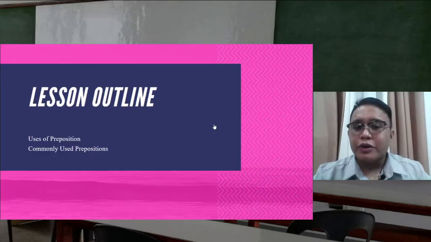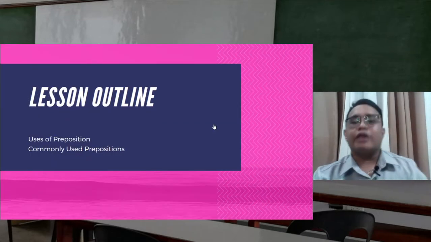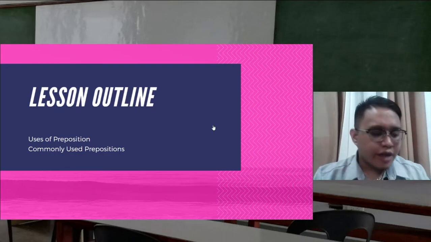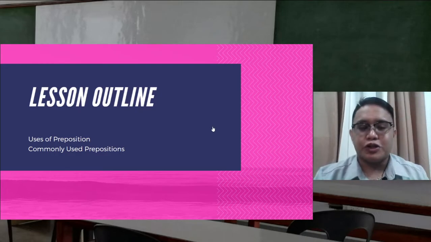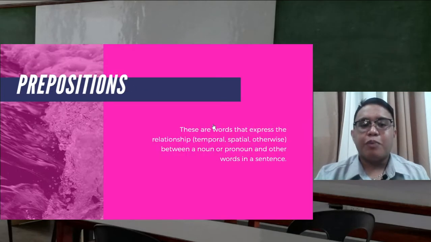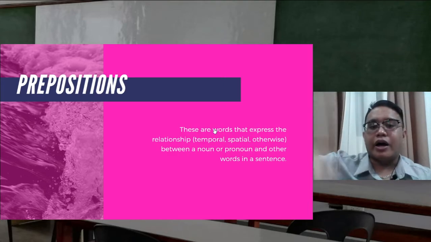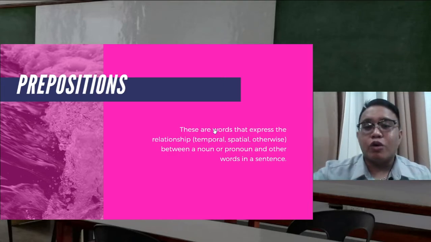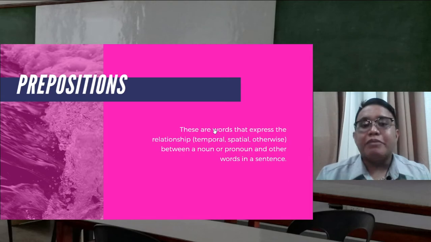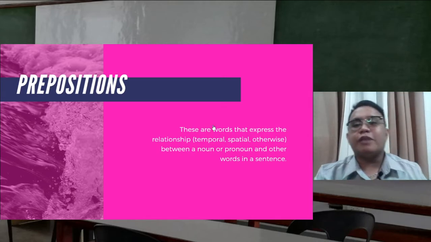So what we are going to learn today is the uses of prepositions and the commonly used prepositions. Okay? So what is a preposition, Sir Kevin? Prepositions are words that express the relationship, whether temporal, spatial, or otherwise. That means temporal is its time, spatial is where it is, or otherwise, between a noun or pronoun and other words in a sentence.